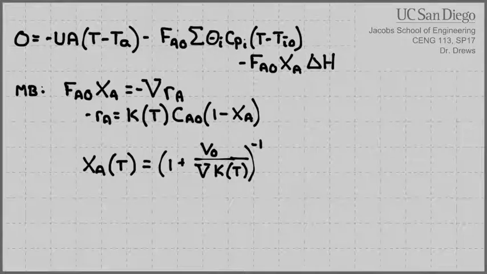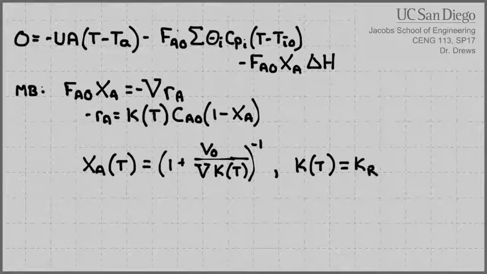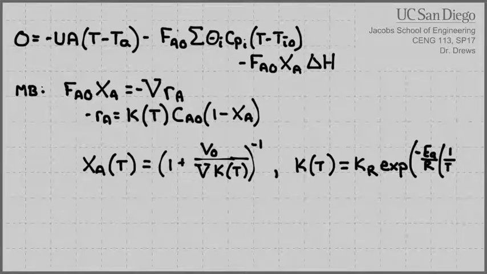But we don't have enough, right? We need to figure out what the k value is, for starters. So k at any temperature T is equal to k at some reference temperature times exponential minus EA over R, 1 over T minus 1 over, what was our reference temperature? 300. Right, so we use an Arrhenius expression to get k.